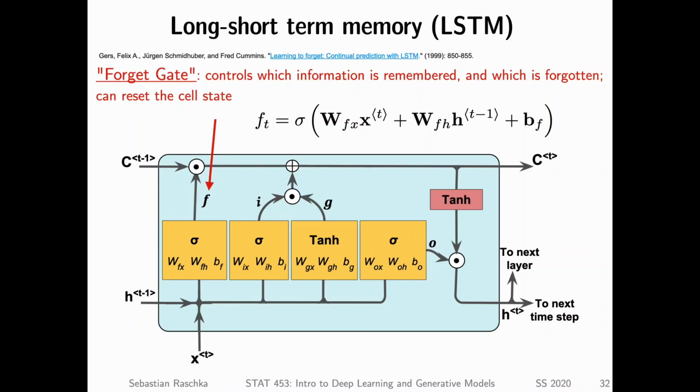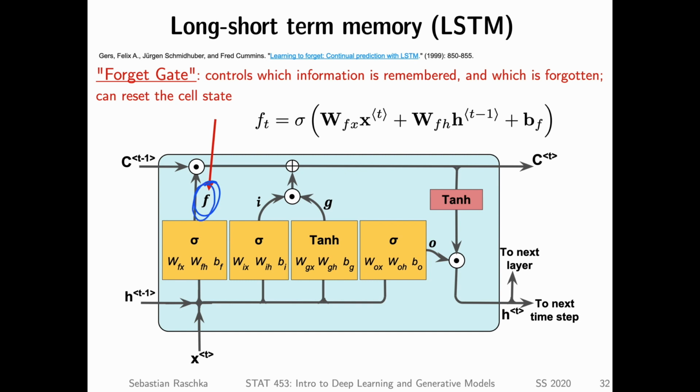Now there are also several gates involved in the LSTM cell, and these are the core ideas in the LSTM cell. There's a forget gate, an input gate, and an output gate. But let's focus on just the forget gate for now. The forget gate controls which information is remembered and which information is forgotten. And it can reset the cell state.